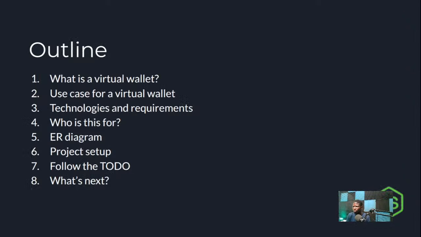Okay, so the first part is what is a virtual wallet for our outline. Next is the use case for our virtual wallet, technologies and requirements. Who is this for? Entity diagram. We have our project setup, then the to-do, which will actually guide us through the entire process of making this come to be. Then what's next? How do we take this project from where it currently is to where it ought to be?